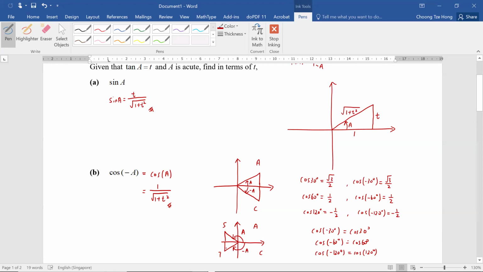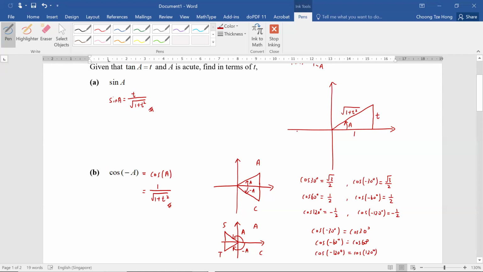If negative A is in the third quadrant, right? Cosine of an angle in the third quadrant will also be negative. So in this case, you can see cosine A and cosine negative A will always have the same sign. So that's why cosine A is equal to cosine negative A. Alright, so this is how it works. So this will be one relationship that you can think of.